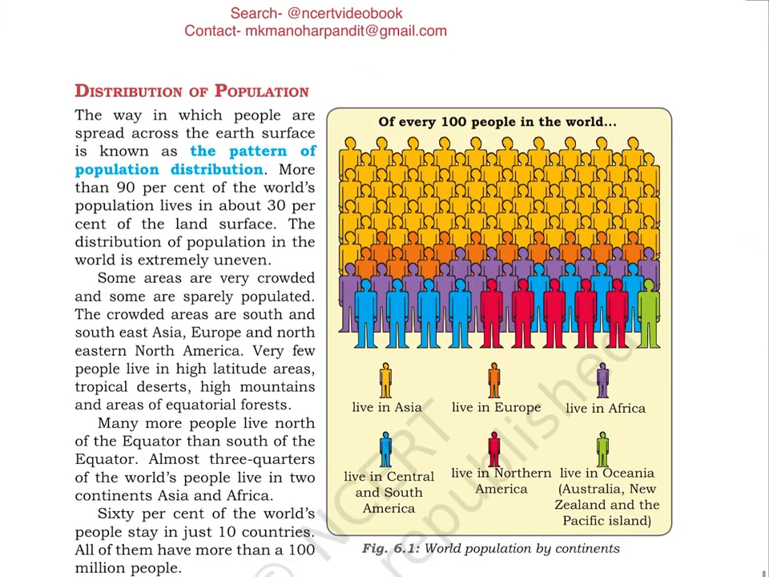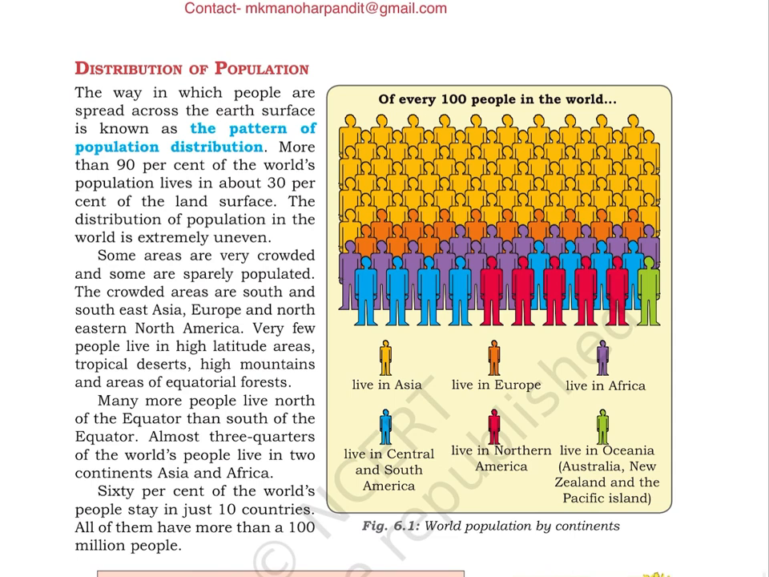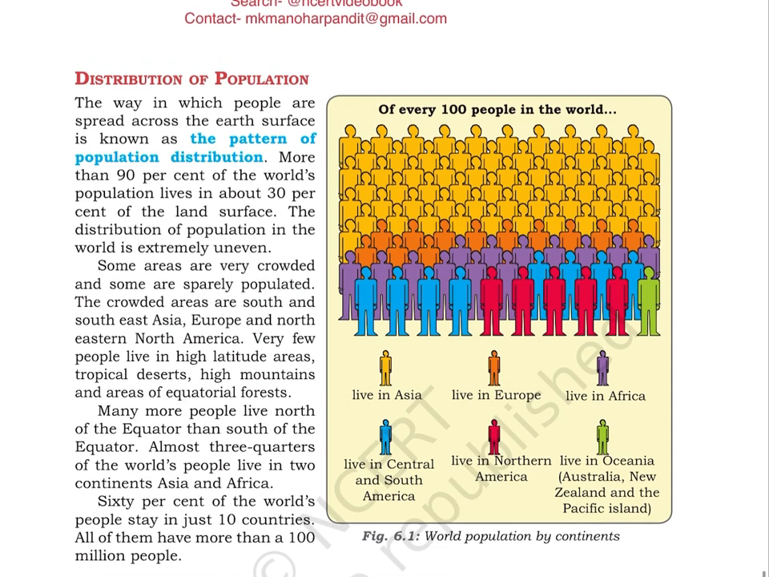Page number 63. Distribution of population. The way in which people are spread across the Earth's surface is known as the pattern of population distribution. More than 90% of the world's population lives in about 30% of the land surface. The distribution of population in the world is extremely uneven. Some areas are very crowded and some are sparsely populated.